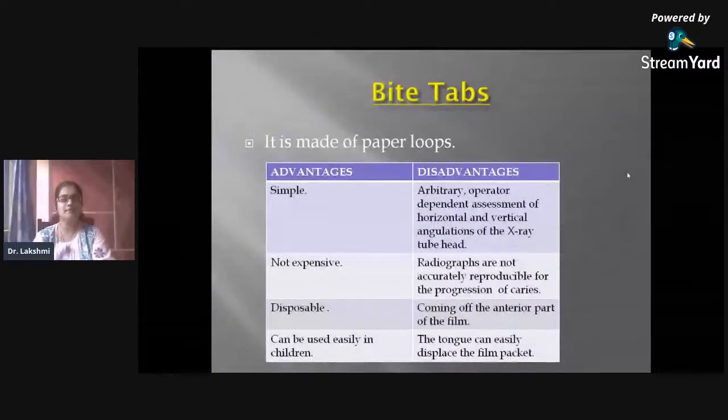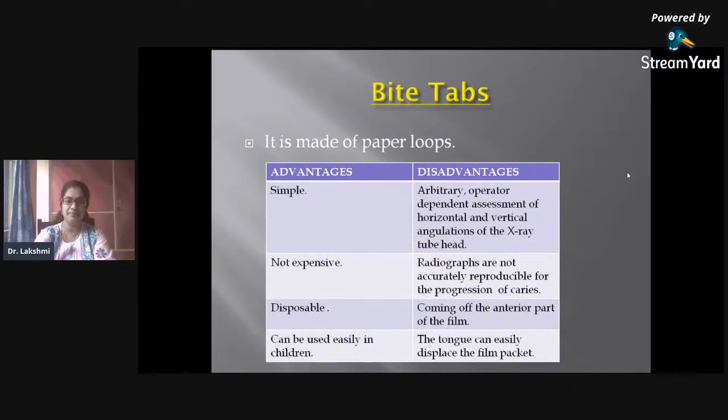Okay. So what are the advantages and disadvantages? Advantages being they are simple, not expensive, disposable, and can be used easily in children also. Disadvantages are the arbitrary, operator-dependent assessment of horizontal and vertical angulations of the X-ray tube head. So operator judgment is very important when it comes to a tab, because there is nothing which will indicate the angulation, like an aiming cylinder or a positioning indicating device. Nothing will actually be determined over here. You have to approximate where the central ray has to pass and what the contact points are. So radiographs are not accurately reproducible for the progression of caries, and the anterior part of the film will mostly not be covered. The tongue can easily displace the film packet.